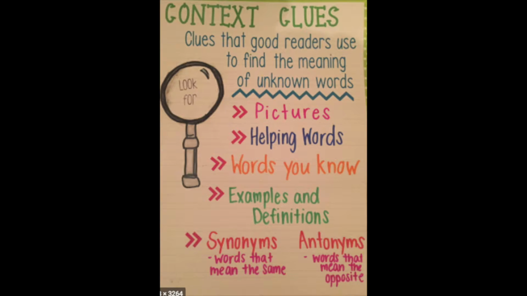Another thing you can look for are any helping words in the sentence. The author might use another word in the sentence or maybe the sentence before or after that may give you a clue as to what that word that you don't know might mean. You can also look for words that you do know surrounding that unknown word to see if they can help you figure out what it might mean.